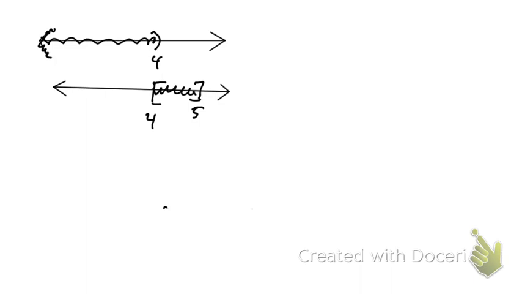So if you picture this, now this becomes a bracket all the way to bracket 5. Well, this is negative infinity all the way to 5 because now we include 4. There's no gaps between them. So the correct answer would be negative infinity to 5 with a bracket around 5 because it does include 5.